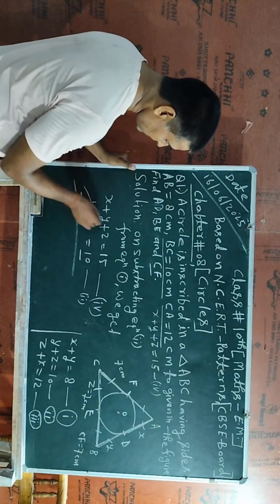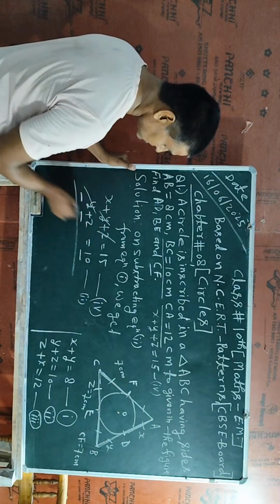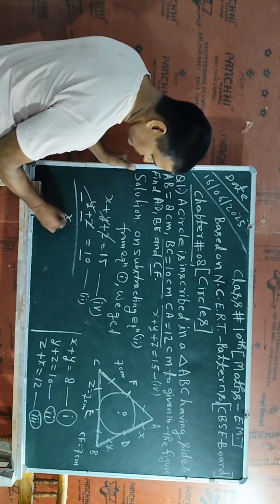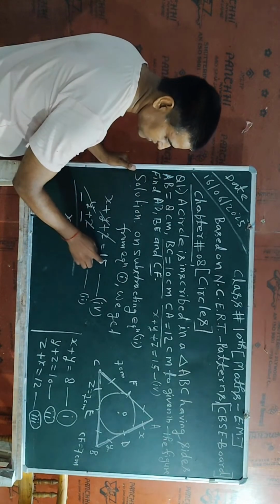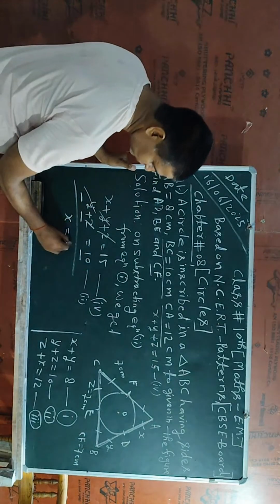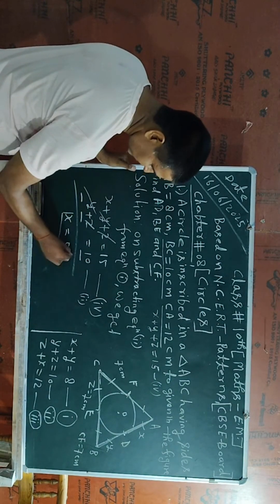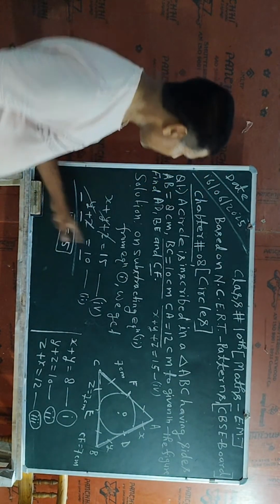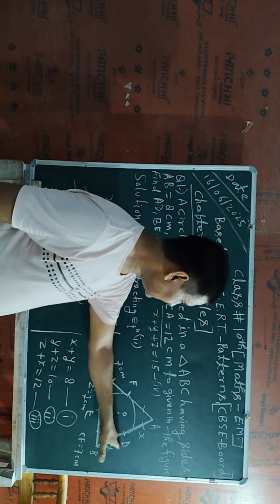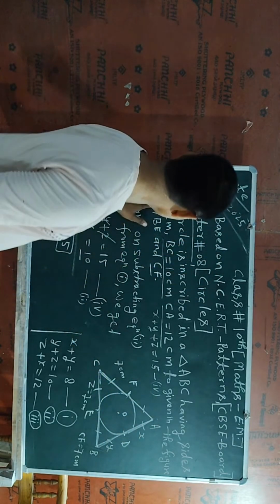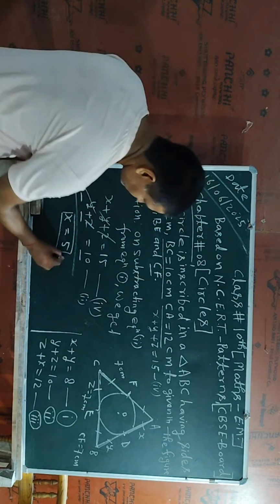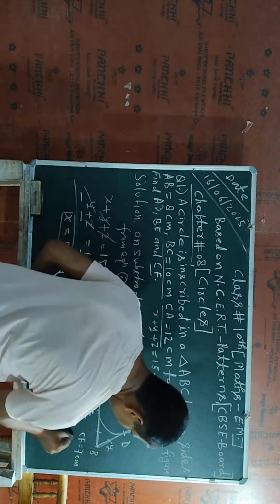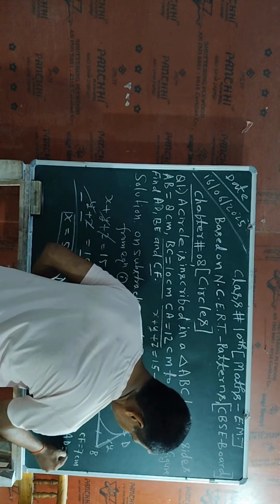So this y minus and this y plus will cancel out, and this z plus and this z minus will cancel out. On the left hand side I am left with x, and on the right hand side I subtract 10 from 15, that will be 5. So the value of x is 5, and this value of x is AD or AF. So I will write the length of AD is 5 centimeters.